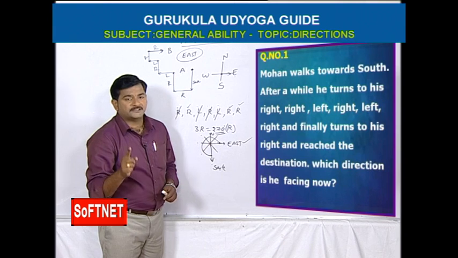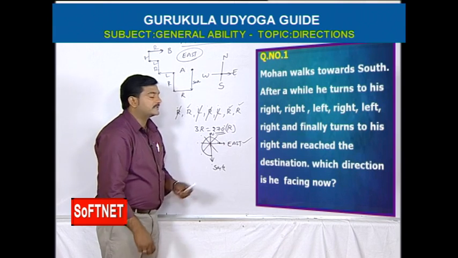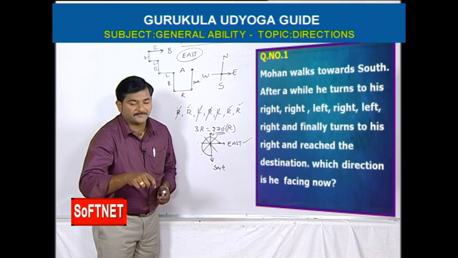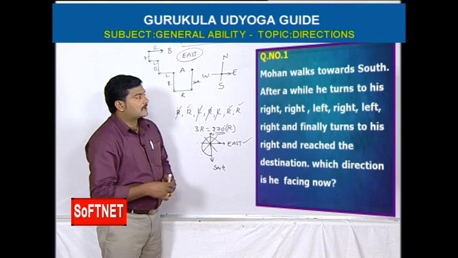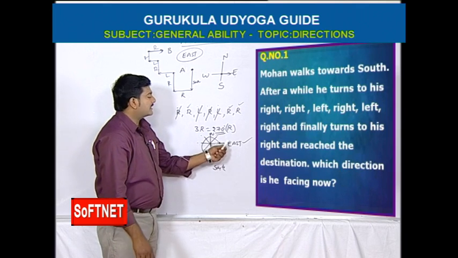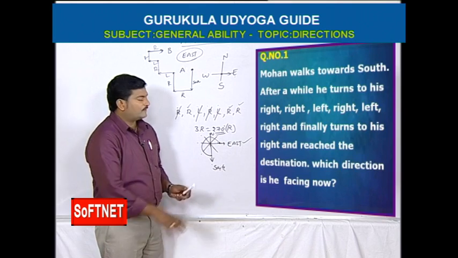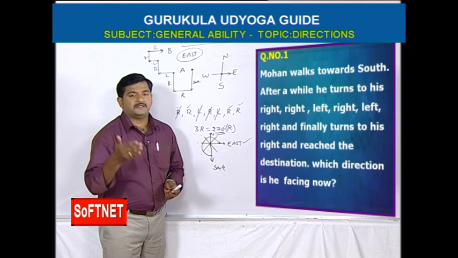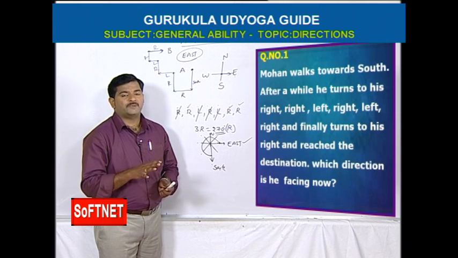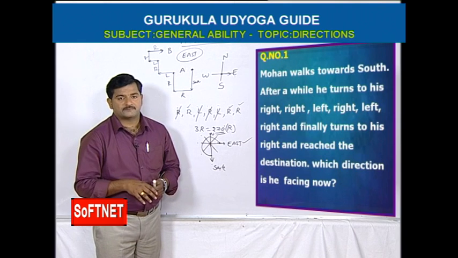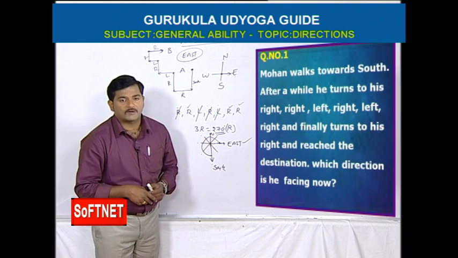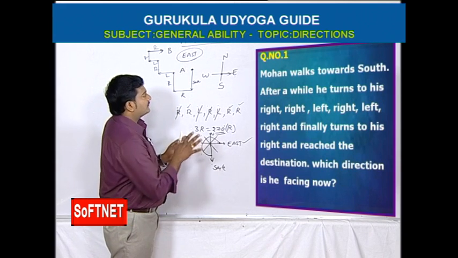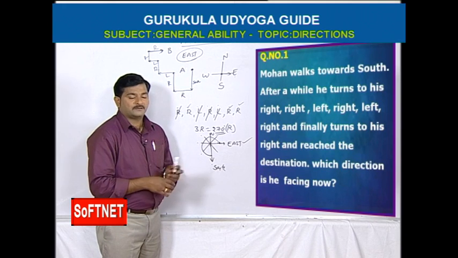1 right is equal to 90 degrees, 3 rights is equal to 270 degrees. So initially Mohan is walking towards south. From south direction, on the right side, we have to apply how many degrees? 270 degrees. Hence we are getting which direction? East direction. If you follow this method, how many rights there are, how many lefts there are, no issue. Simply the remaining rights or remaining lefts we have to apply to the initial direction, because initially Mohan is walking towards south. For south we have to apply the remaining rights or lefts. Hence the answer for this question is east direction.